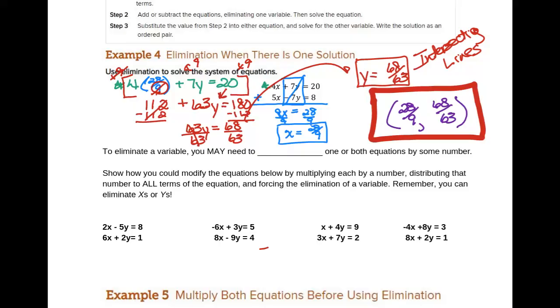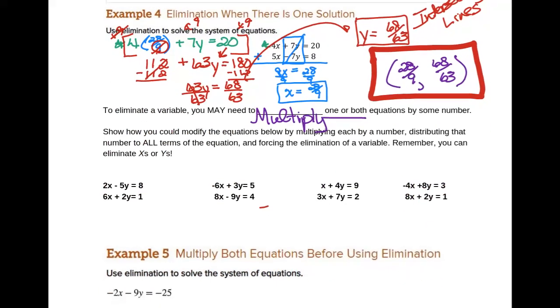All right, let's go below. Now, right here, we didn't have to multiply by anything because we already had our two opposites. Most of the time, you may need to multiply one or both equations by a number because you are trying to find two opposite numbers to add together and be eliminated.